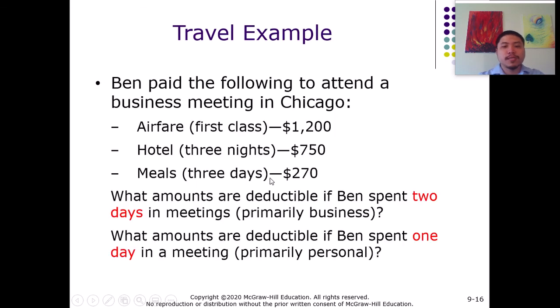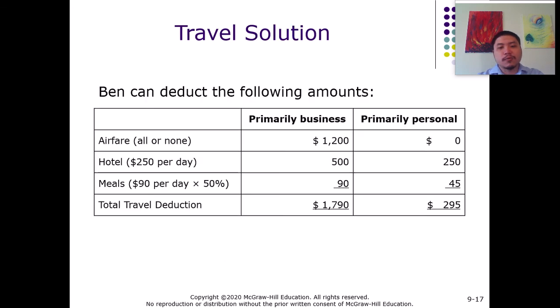So in total, he incurred $270 for 3 days. We take the average amount for 1 day, which is $90 per day, times 50%. For the first scenario, because he spent 2 days in the meeting, he can deduct the expenses for the 2 days. So it's $90 per day times 50% times 2, which is $90. That's going to be the total meal expenditure that he can deduct.